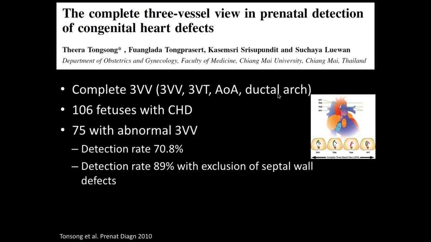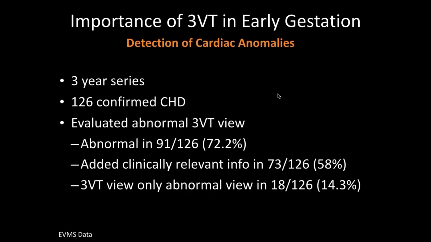So how important is the three-vessel trachea view, or the three-vessel views in the upper chest, in the evaluation of anomalies? This is a study from Thailand that showed that it is abnormal in at least 70 to 75% of fetuses with congenital heart disease. And if you take out ventricular septal defects, the detection rate of these views is somewhere close to 90% for congenital heart disease. In our experience internally here in the first trimester also, we found fairly similar results.